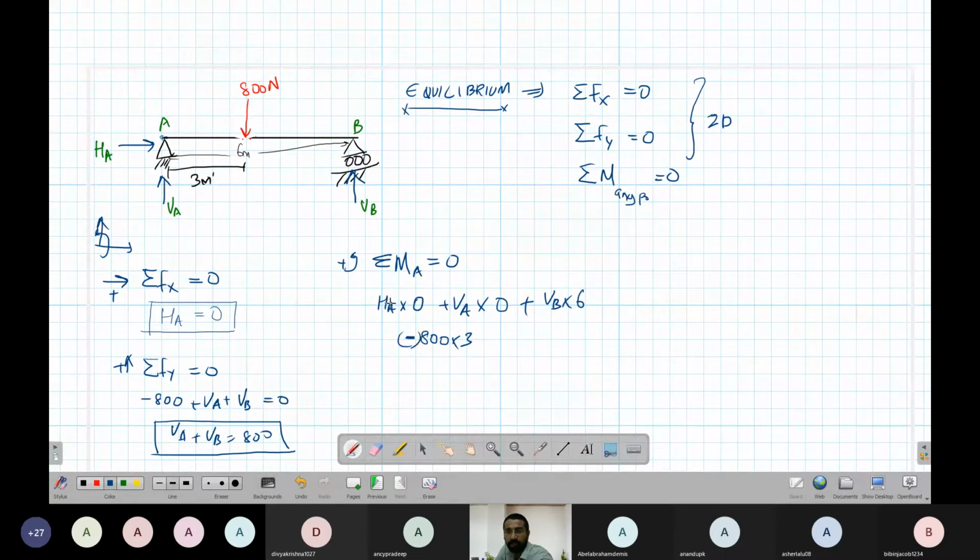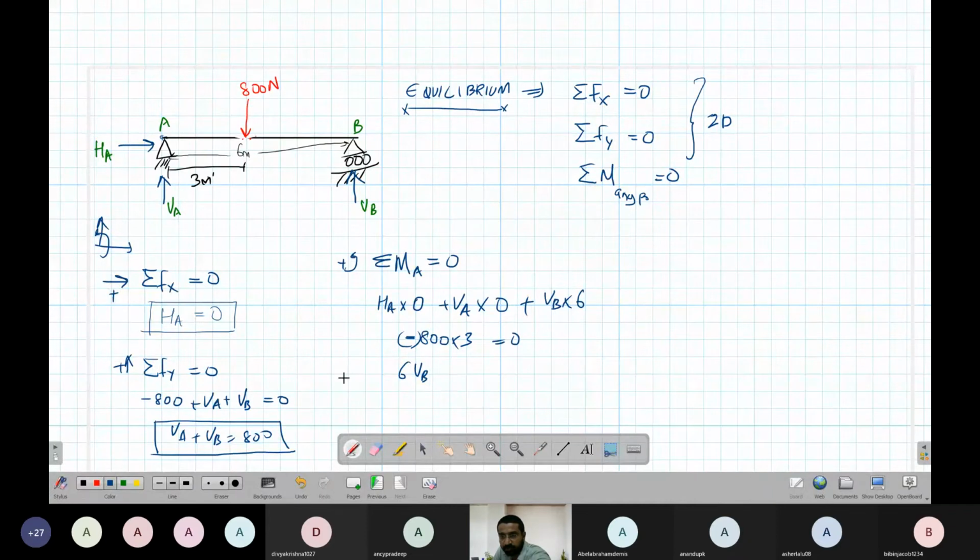But imagine that your hand is here. This is 0, this is 0. Now about this point, the moment is trying to rotate in anti-clockwise direction. So that is why VB into 6. The force 800 into 3 is the moment about A and is trying to rotate in clockwise direction. So this is 0, this is 0, 6 VB.